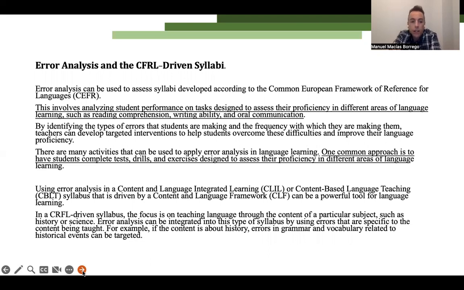Teachers can develop targeted interventions to help students overcome these difficulties and improve their language proficiency. There are many activities that can be used to apply error analysis in language learning.